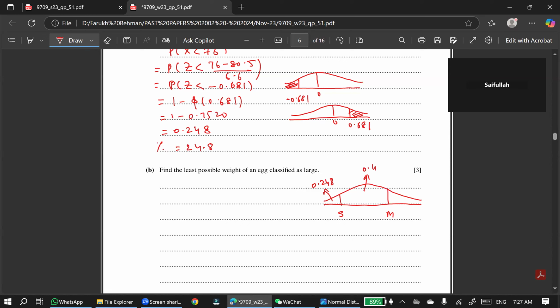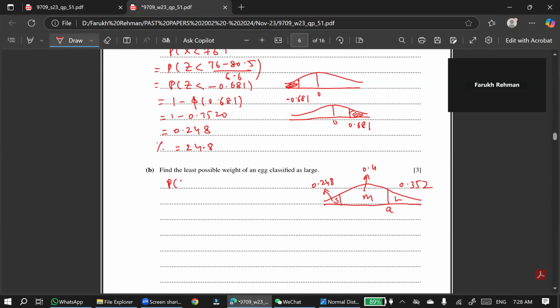1 minus 0.648 is 0.352. 0.352 is the probability for the large. This one is medium. This one is small. So find the least possible weight of an egg classified as large. We want to find out this limit A.